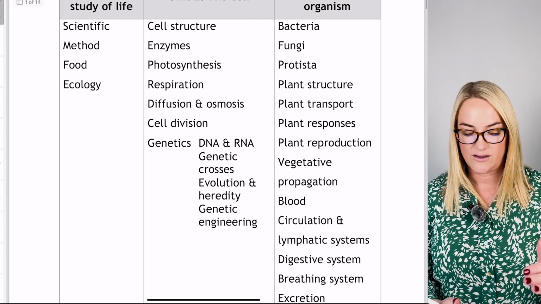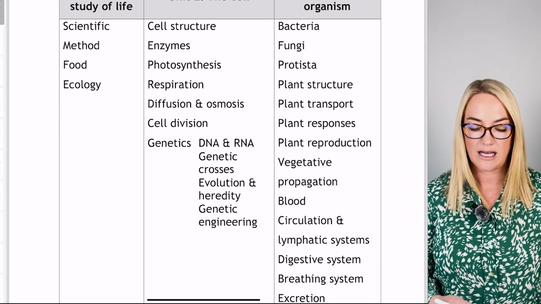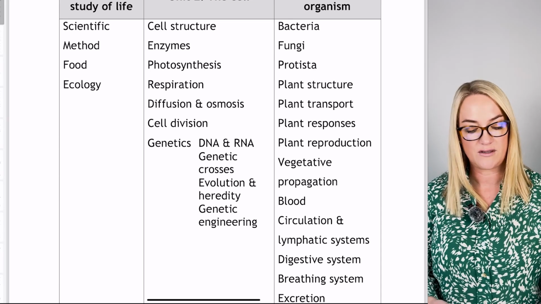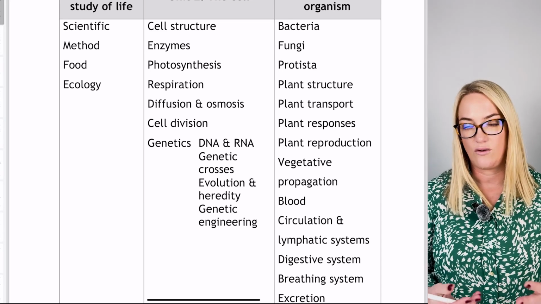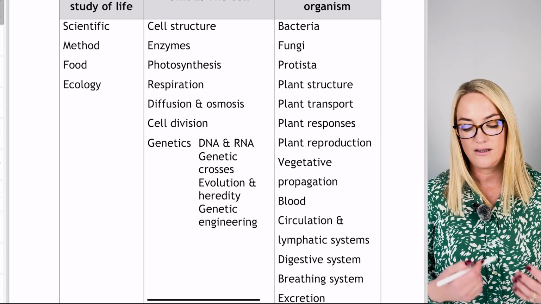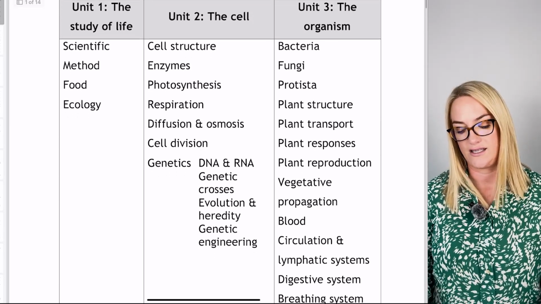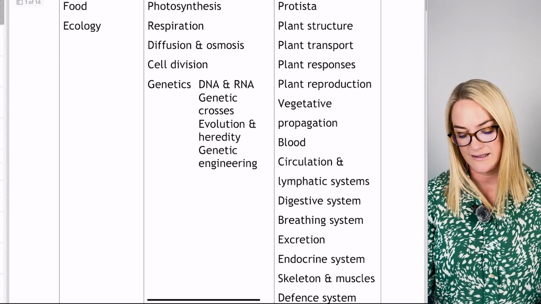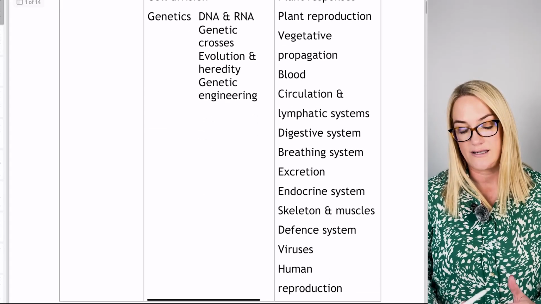Unit 2, we have cell structure, then we have our biochemistry, enzymes, photosynthesis, respiration, diffusion and osmosis, cell division, and then all genetics. Unit 3 is the organism. We have our microbiology, we have all our plants, and then all our body systems.